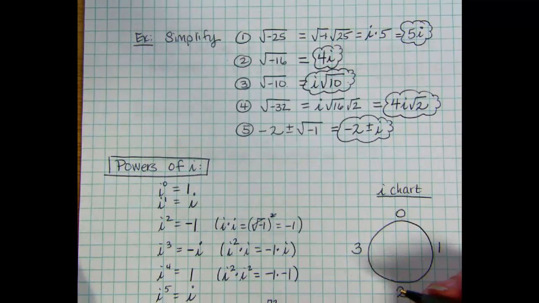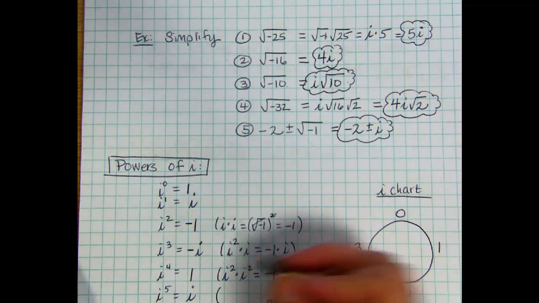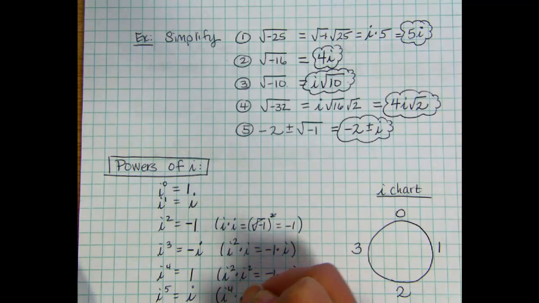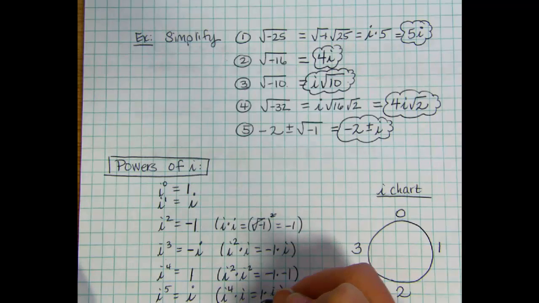I to the fifth is I. I just know it. Here's part of why. I to the fifth could be considered I to the fourth times I. Well, I to the fourth is 1. 1 times I is I.